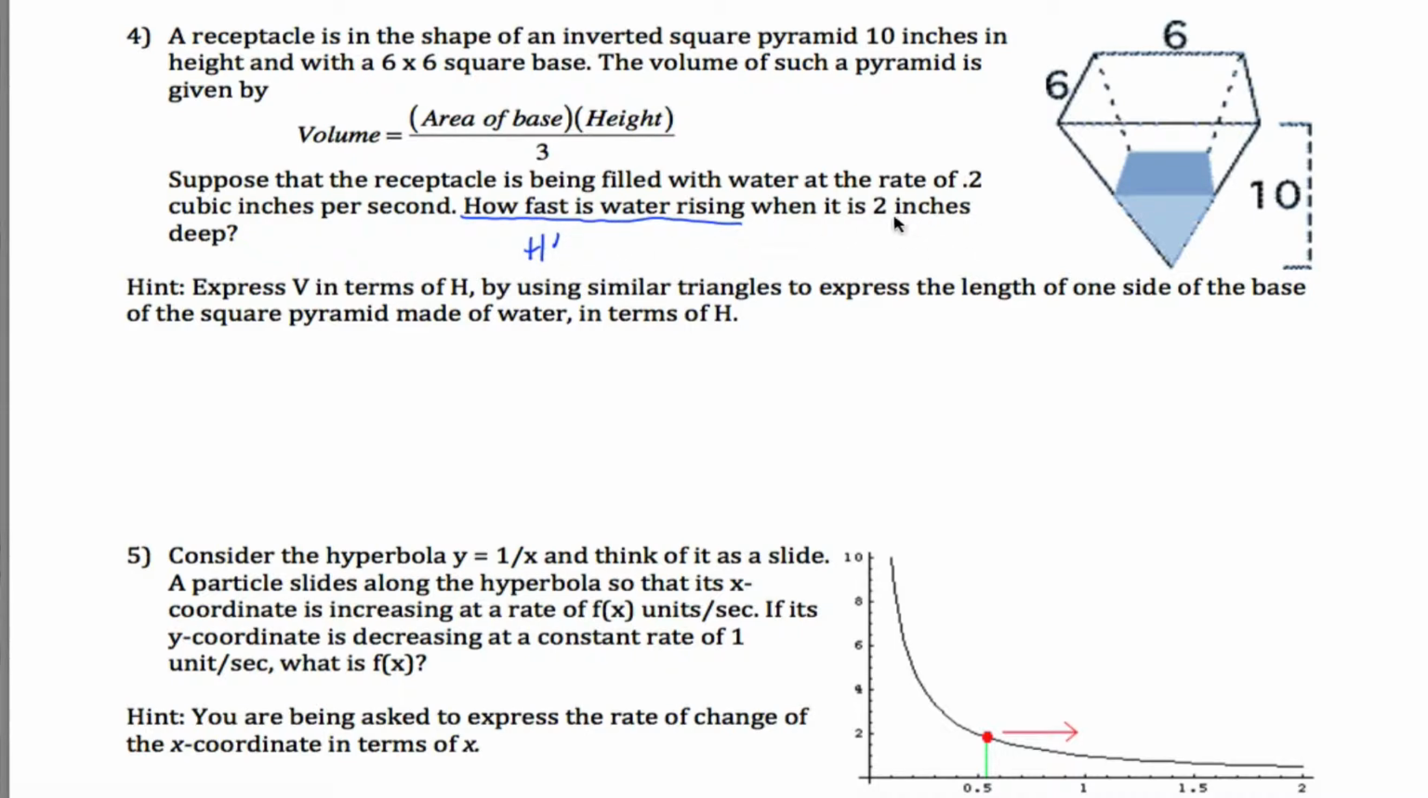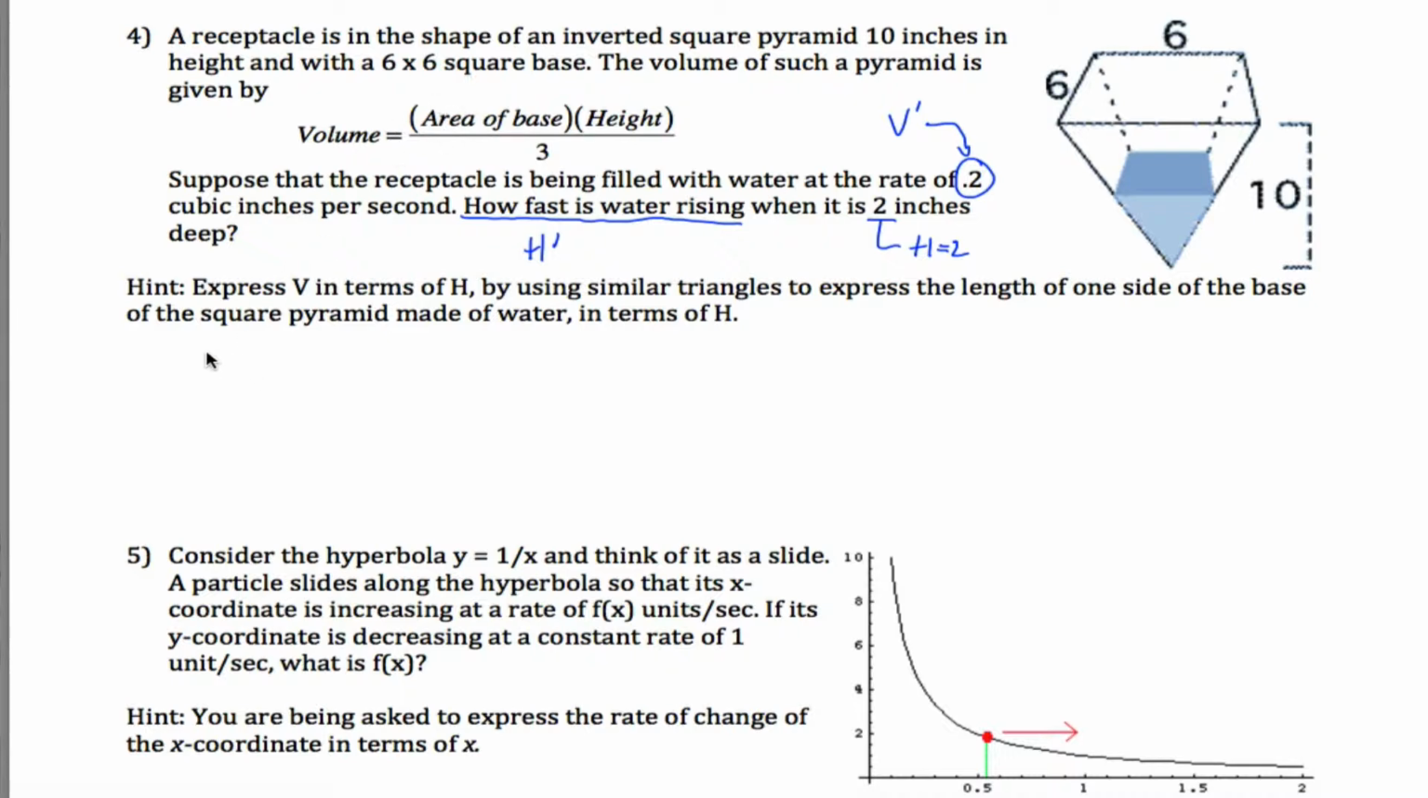When it is 2 inches deep. In other words, when h equals 2. Another piece of information that's given is that it's being filled with water at a rate of 0.2 cubic inches per second. So this is the rate of change of the volume. V prime equals 0.2. And I think that's everything that we have off the bat.